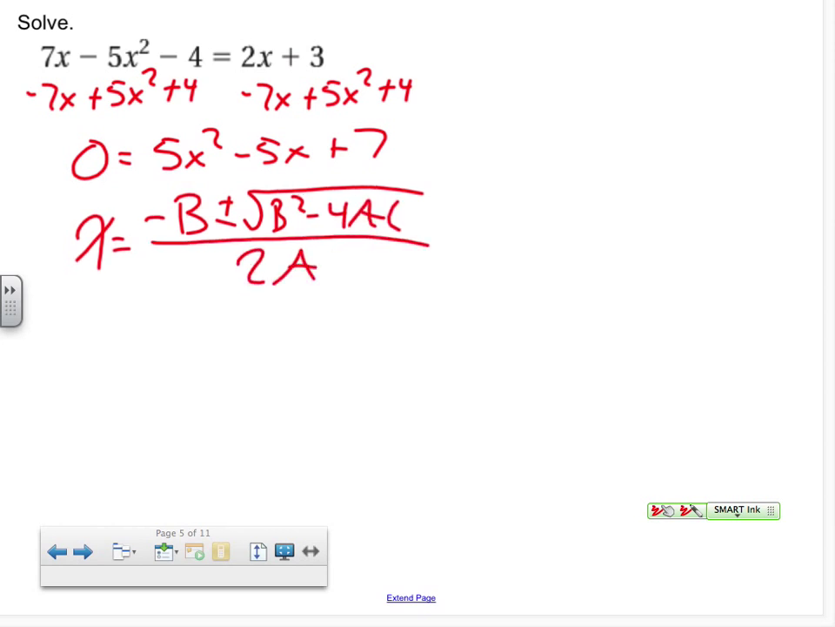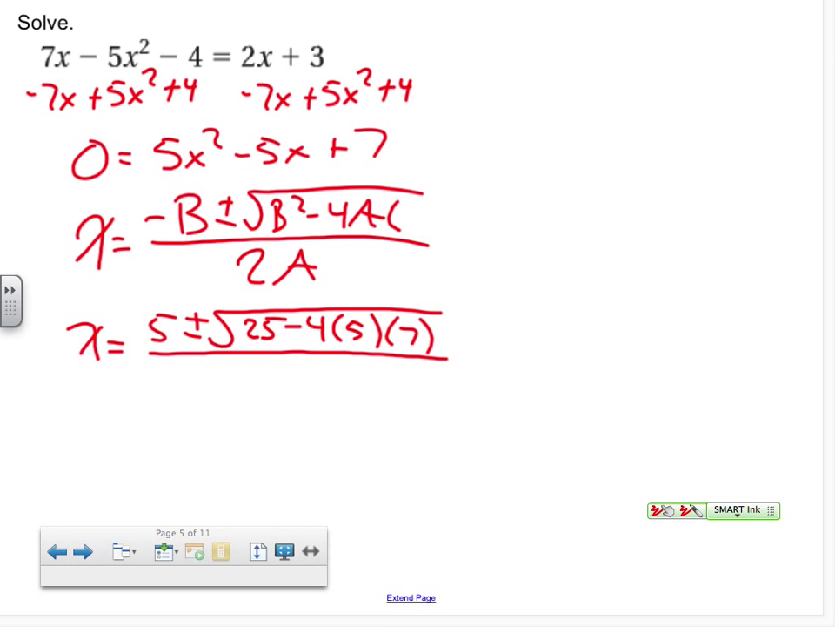All right, plug and chug. B is negative 5, so negative b will be 5. B squared will be negative 5 times negative 5, which is 25, minus 4 times a is 5, c is 7, all over twice a. A is 5, so twice a is 10.